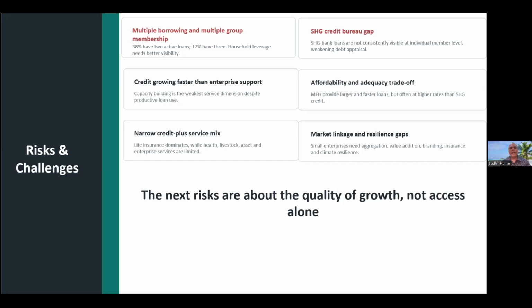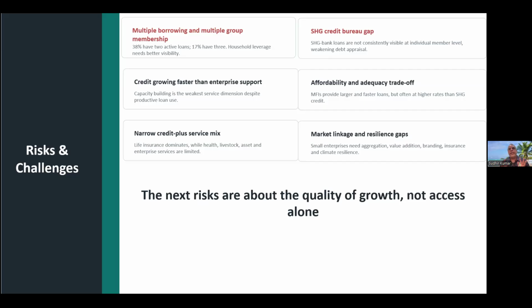Okay. So the risk and challenges: one is multiple borrowing and multiple group membership, which is what we have shown here. Second risk is credit is growing faster than the enterprise support. Enterprises are not growing as fast as the credit is growing. Credit plus service mix is largely dominated by life insurance, which is a risk in itself because that's not what defines credit plus. SHG credit bureau reporting gap was visible. And affordability. Then market linkage and resilience gap, which is linked to enterprise support.